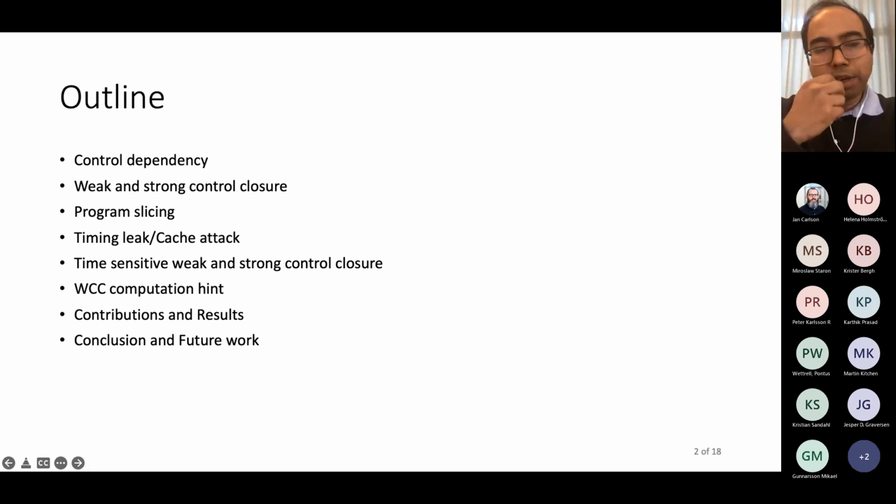Then I am extending this idea now to time sensitive weak and strong control closure, which are kind of control dependencies that take into account the time information to detect timing leak or cache attacks. And I will give a hint of how to compute this weak control closure. Finally, I will discuss the results, contributions, and future work.